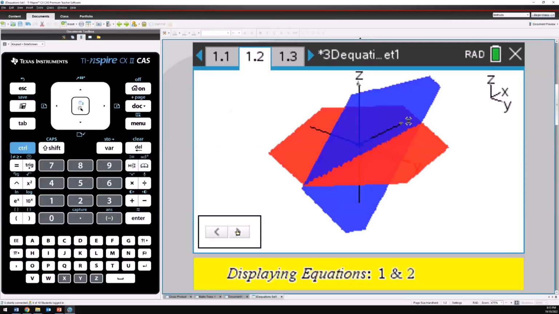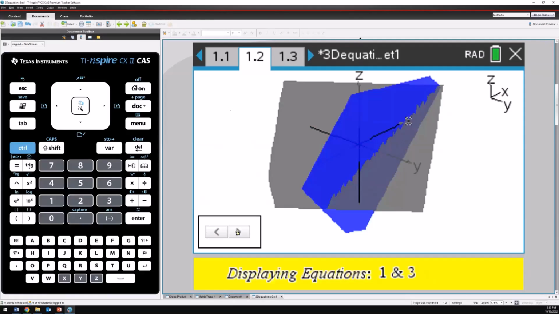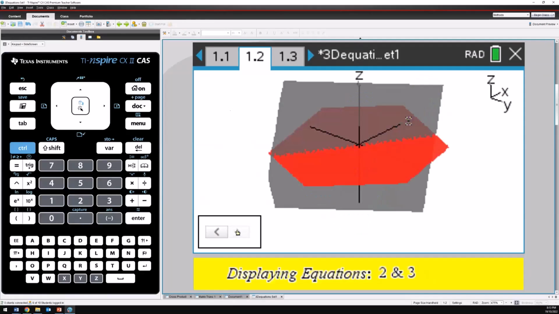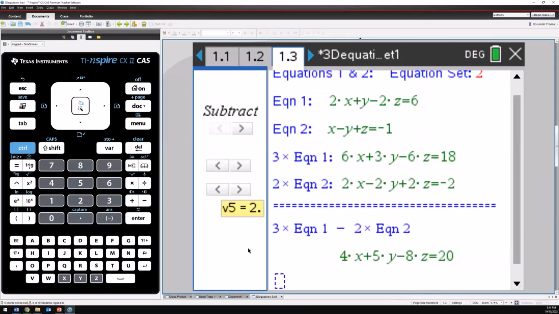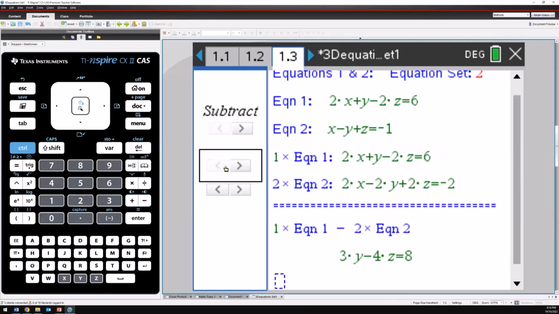So we see that equation 1 and 2 intersect along a line. Equations 1 and 3 intersect along a line, and equations 2 and 3 would intersect. So it's looking at the different ways that you can display that information. And then it says, okay, let's start with equations 1 and 2 and decide how we're going to eliminate one of the variables. So we can multiply equation 1 by 3 or 2 or something like that.